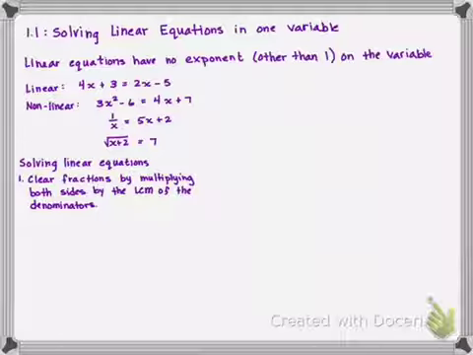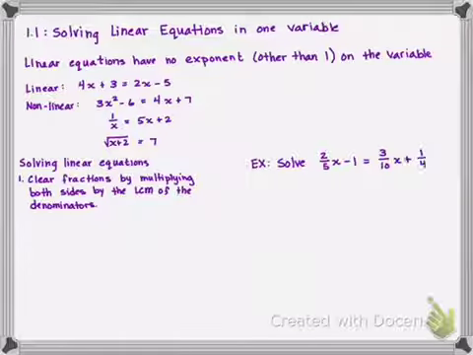So let's do an example as we go here. Let's solve 2/5 x minus 1 equals 3/10 x plus 1/4. Anybody tell me what the least common multiple of the denominators is? Yeah, it's 20. So the smallest number that 5, 10, and 4 all go into is 20.